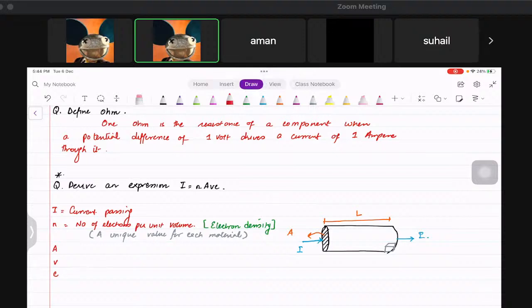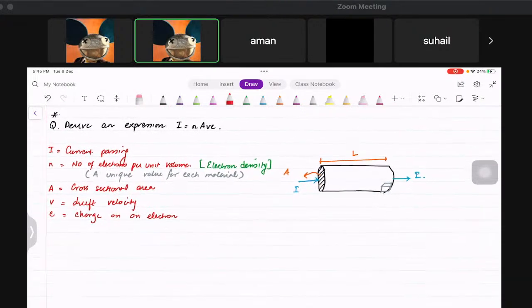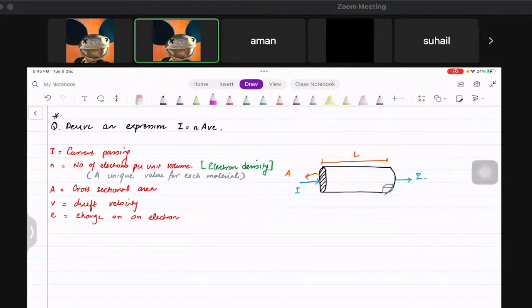Now A is the cross-sectional area. V is called the drift velocity, which means how fast the electrons are drifting inside, and E is the charge on an electron, or elementary charge, what you want to say. Okay, so with these things we should know. Now the derivation starts from number 1, so I'm going to do one by one.